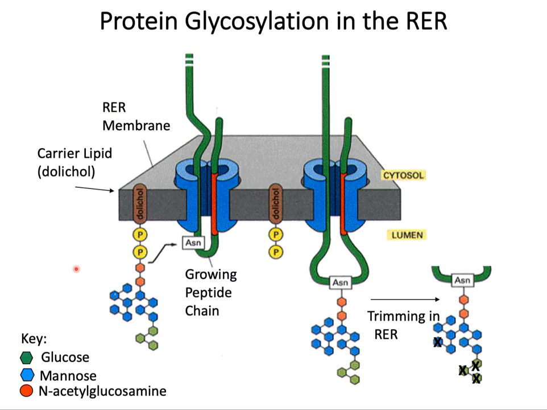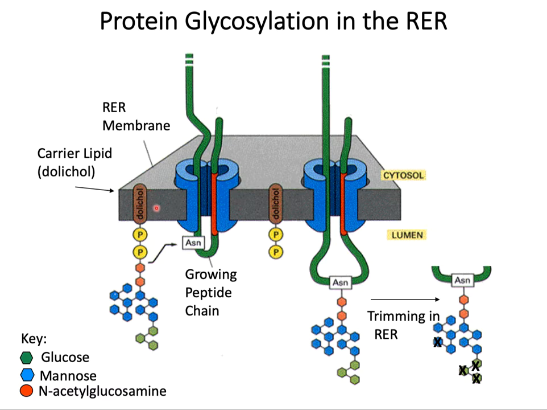You have a secretory protein being extruded into the lumen of the ER. Here is the asparagine residue, and that is the target for the N-glycosylation. Here you can see that this is a very large oligosaccharide complex that is made up of glucose, mannose, and N-acetylglucosamine, and is lipid anchored with the dolichol phosphate right here.